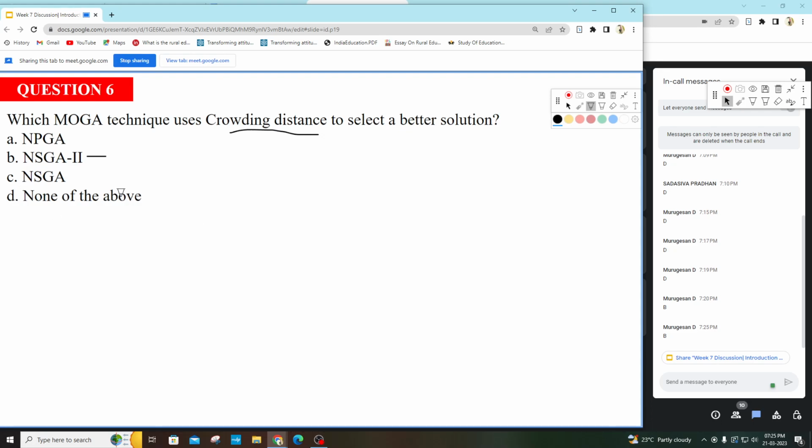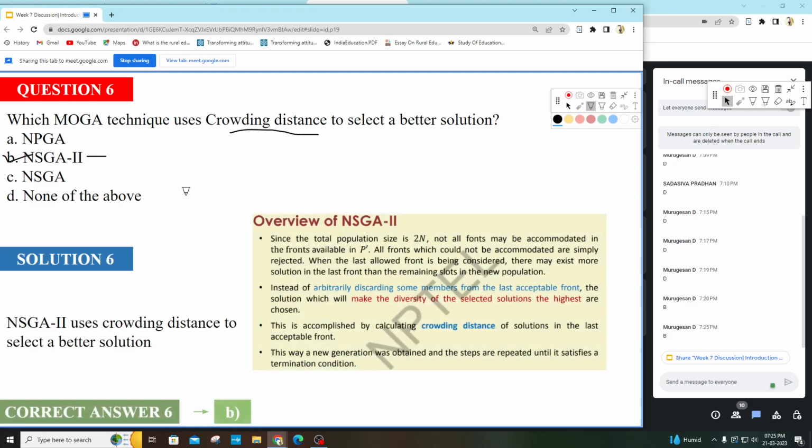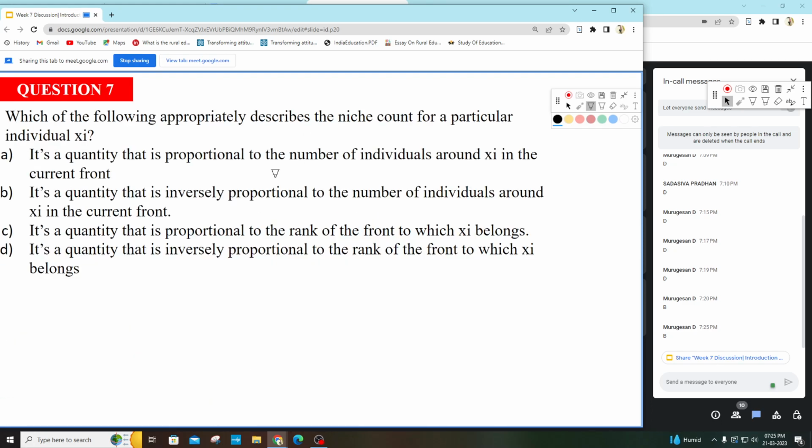Okay, so this is a direct question. I have told you that in NSGA-1 we were using the sharing distance concept. But in sharing distance, we first have to calculate the sharing distance, then niche count, and then sharing fitness. So it is a three-step process. We are replacing the three-step process with a one-step process by replacing the sharing distance with crowding distance. So answer B is the correct answer, NSGA-2. This is a direct question, so I think no problem will be there.